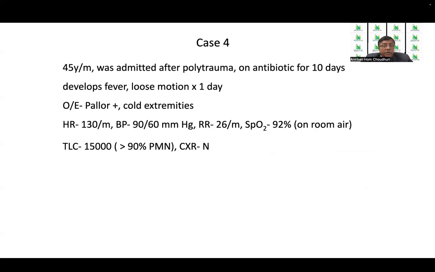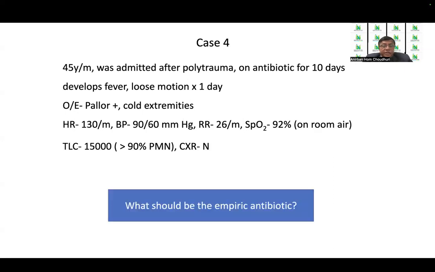Saturation seems to be normal. The TLC is high, again with more than 90% polymorphs. The chest X-ray is normal. So what is this condition?